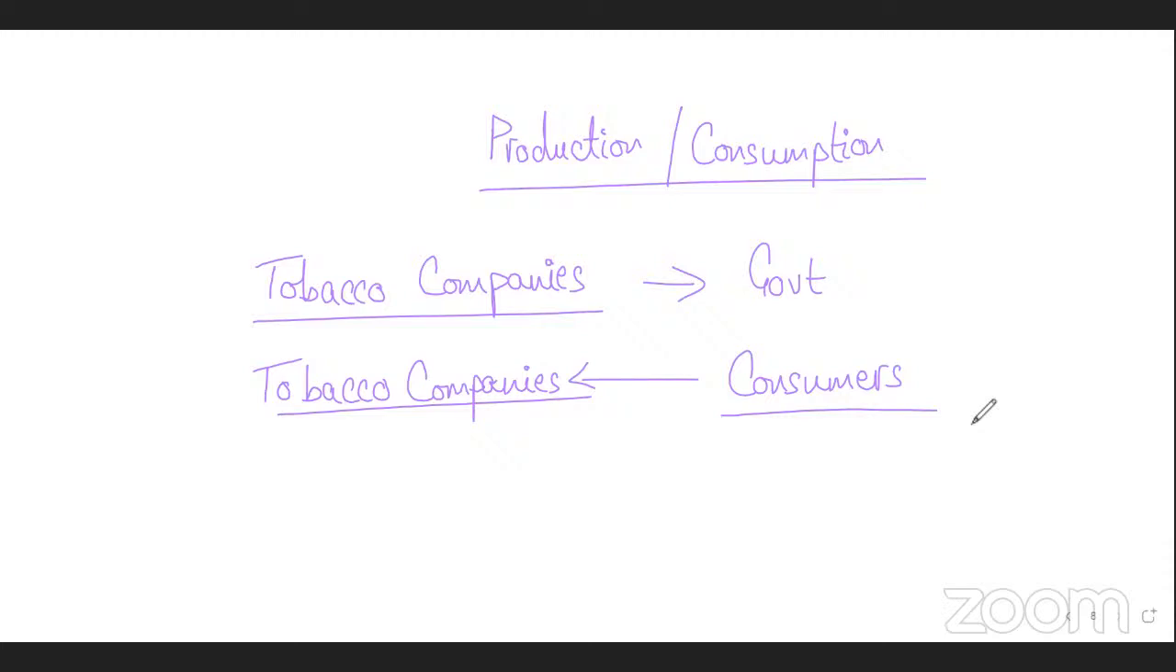This is how it works for any indirect tax. When the product is produced, which has an indirect tax, the producer pays the tax to the government. When a company produces a good, which is a demerit good on which an indirect tax is imposed, the company will pay the tax to the government, and then the company will transfer the burden to the consumer so that they can recover some proportion of that tax.